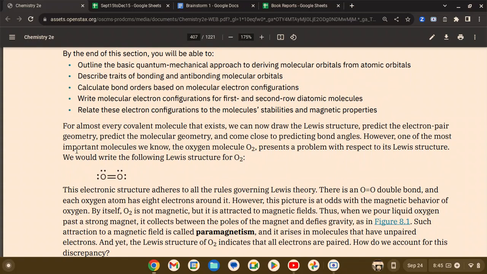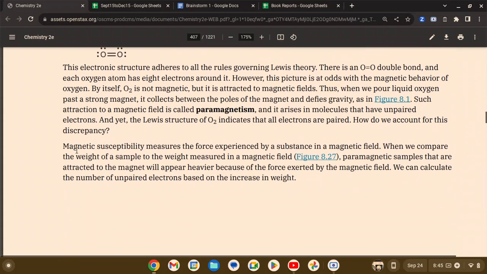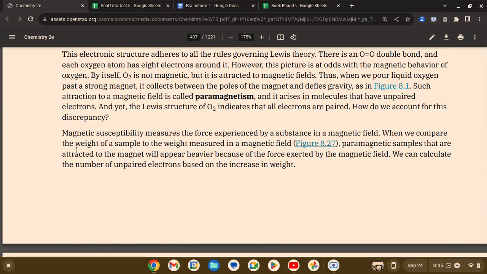For almost every covalent molecule that exists, we can now draw the Lewis structure, predict the electron pair geometry, predict the molecular geometry, and come close to predicting the bond angles. However, one of the most important molecules we know, the oxygen molecule, presents a problem with respect to its Lewis structure. We would write the following Lewis structure for O2, and this electronic structure adheres to all the rules governing Lewis theory. There is an O-O double bond, and each oxygen atom has 8 electrons around it.